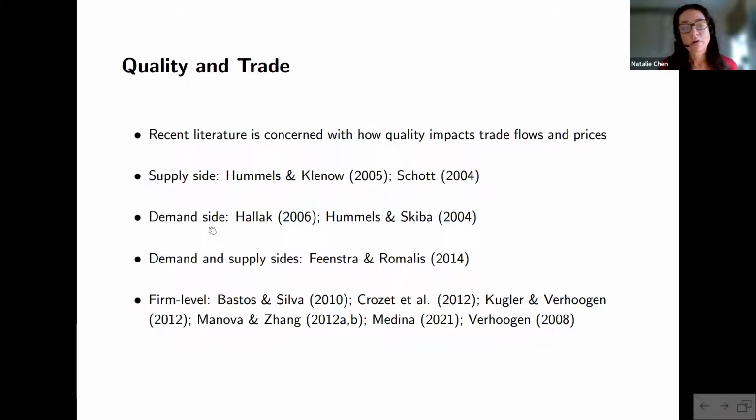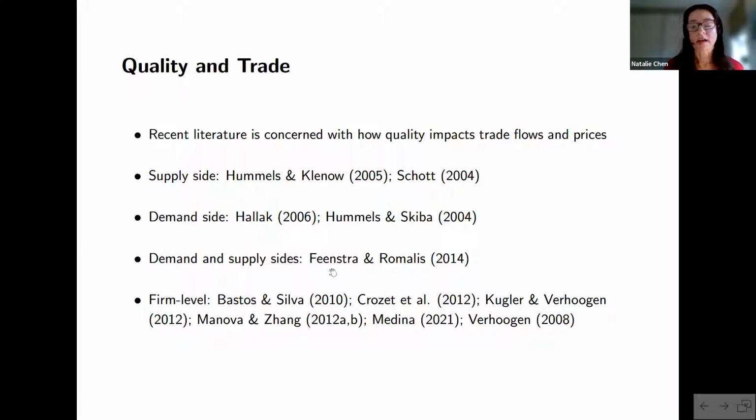Some of you probably know that there is a recent literature that is concerned with how quality impacts trade flows, but also trade prices. Some of the earlier contributions include Hummels and Klenow and Schott, who, for instance, show that richer countries tend to export more expensive goods, which is consistent with the idea that richer countries produce and therefore export higher quality goods. On the demand side, for instance, Hallak shows that richer countries tend to import more from countries that export more expensive goods, which tends to suggest that richer countries have a stronger preference for higher quality goods.